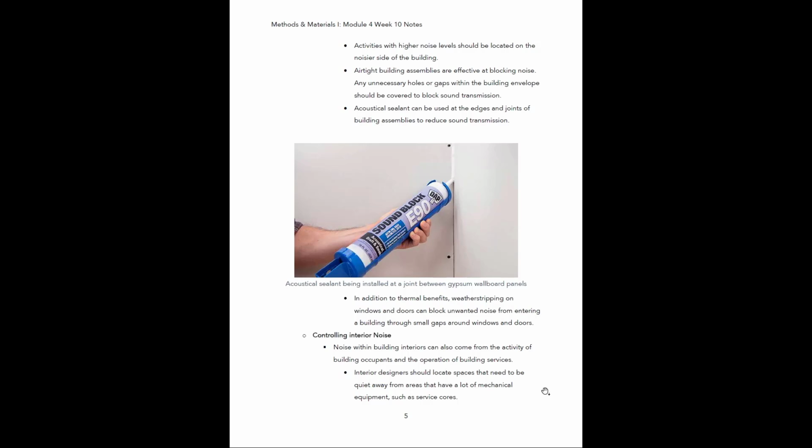So interior designers should locate spaces that need to be quiet away from areas that have a lot of mechanical equipment, such as service cores. I mentioned on the last slide that you may use these mechanical areas as a sound buffer. That can be an effective strategy, but it really depends on the use of that space. If it's something really sensitive that has to be quiet, maybe you don't want to locate it as close to a service core as you would a space that doesn't need that high a level of acoustic consideration. All right.